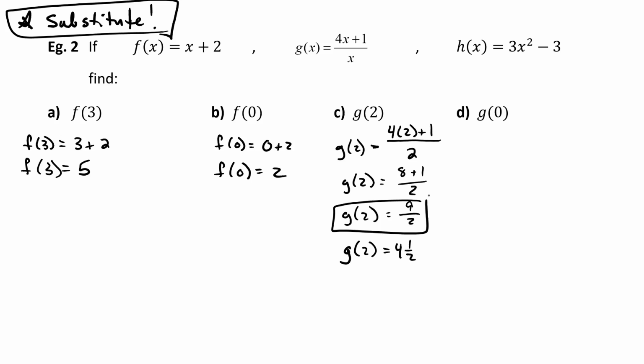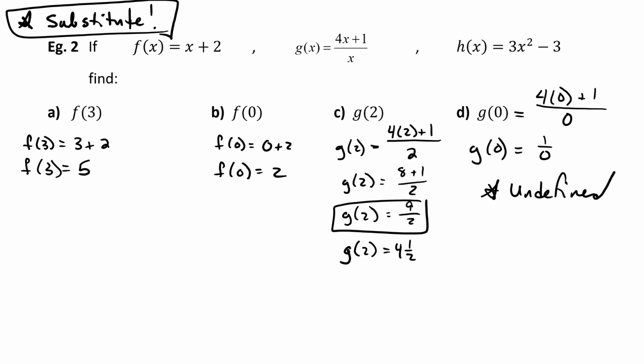G at 0. Oh no! This is going to be scary a little bit. Why? I'll show you. 4 times 0 plus 1 over... What? The denominator is 0. So I would say g at 0 is 1 over 0. We can simply say whenever we have a denominator of 0, it's just undefined.